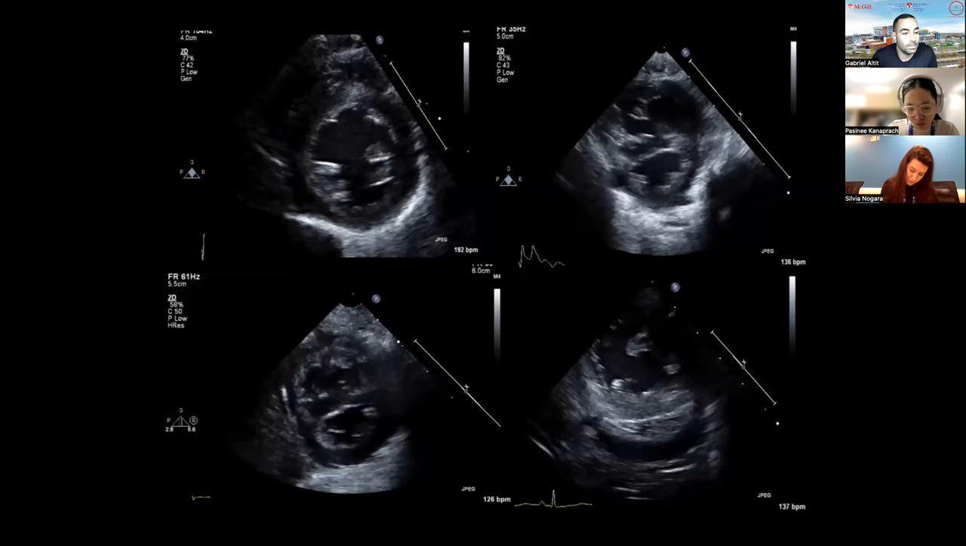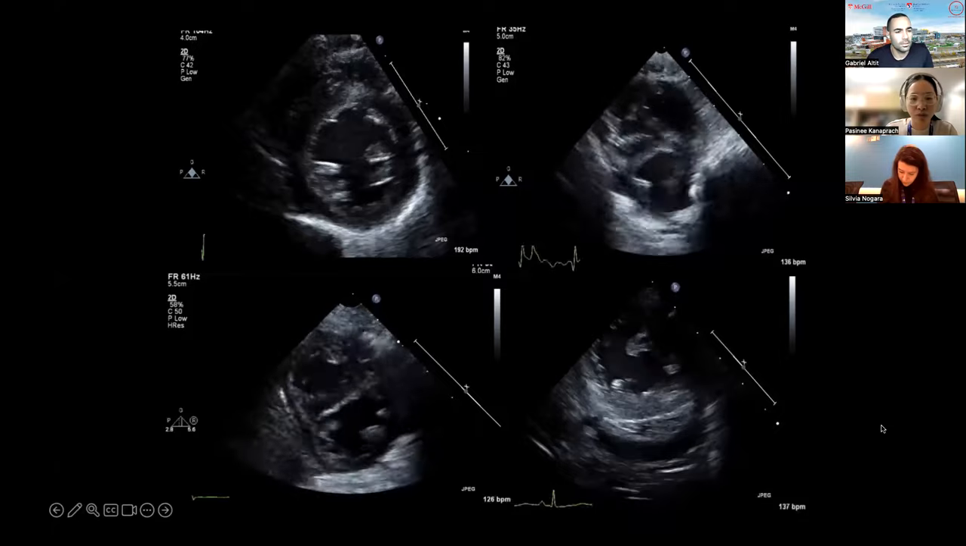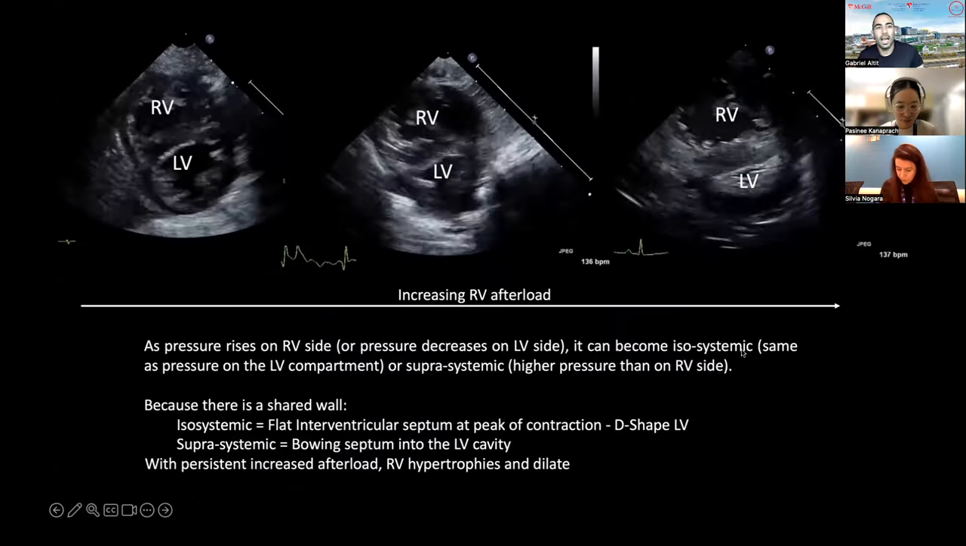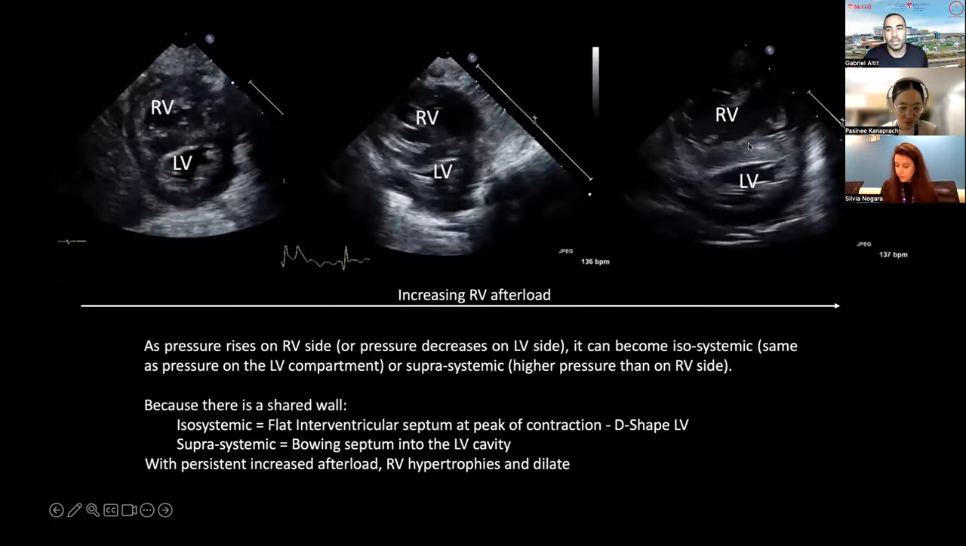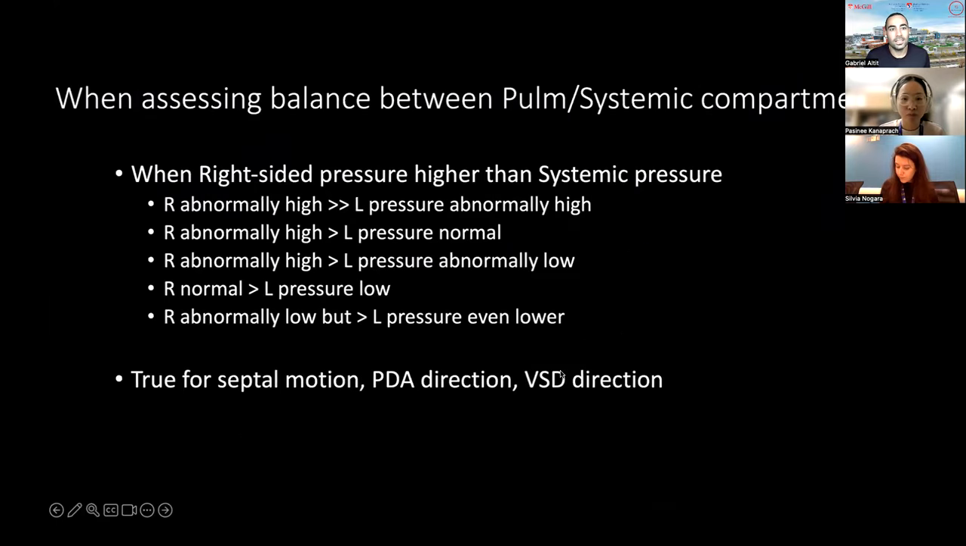So you can see flattening of the septum because those pressures are getting high. Make sense? Yep. Perfect. And so this flattening is obviously a continuum, okay? And that's why we like to use eccentricity index to give a quantifiable measure. And so when we assess the septal motion or even PDA direction or VSD direction, it's always to put into consideration the two sides of the equation.